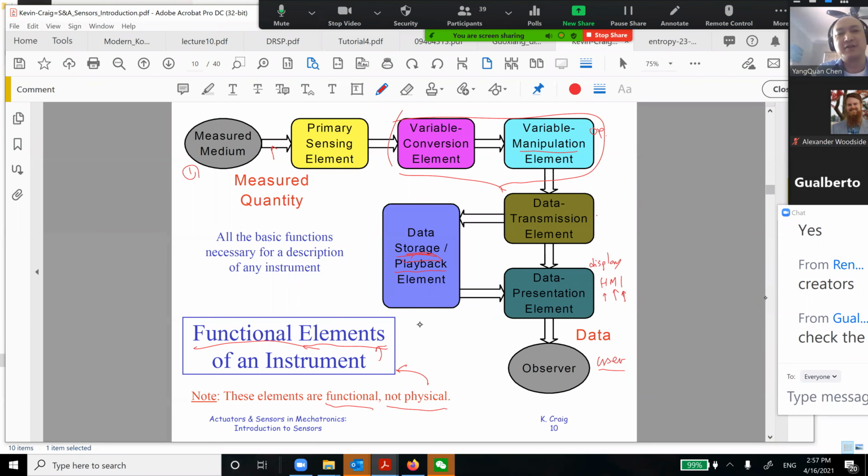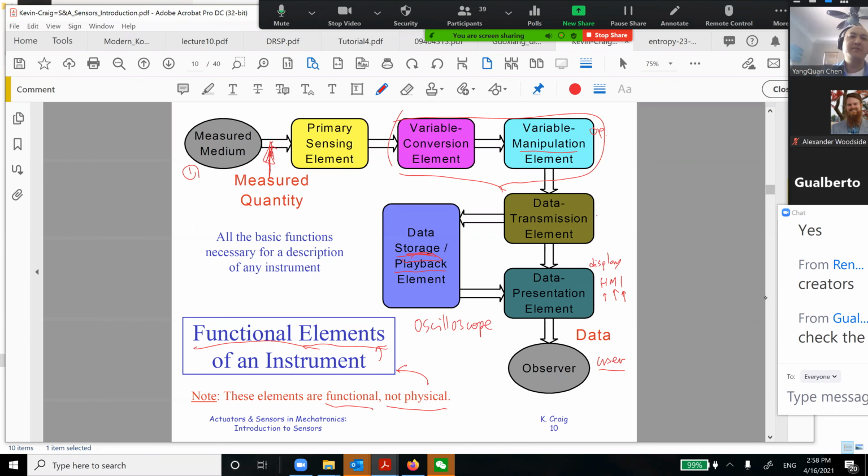This is a typical oscilloscope. Usually you can memorize the measured data, so you can save it. Then you have a data transmission element. After that, you have a variable manipulating element, a variable conversion element, then a primary sensing element, and you have a measurement media. This is the quantity you want to measure.